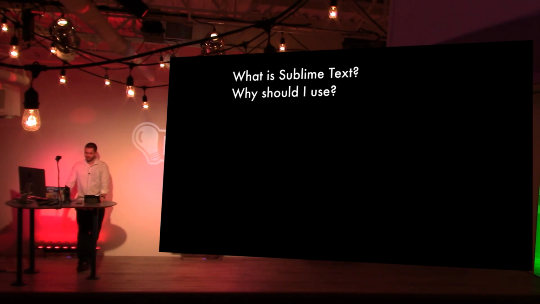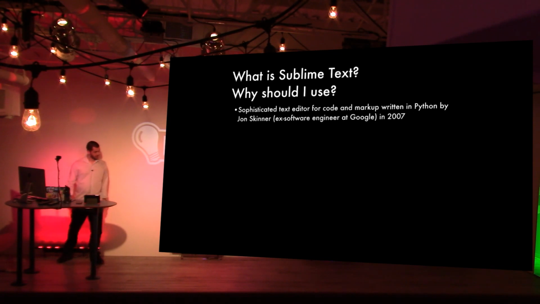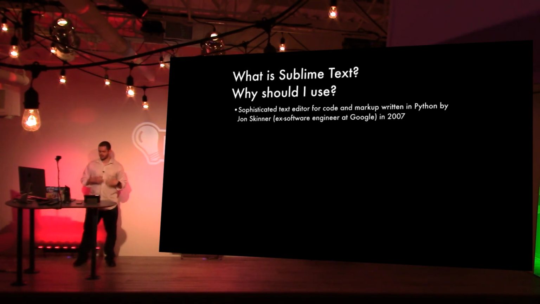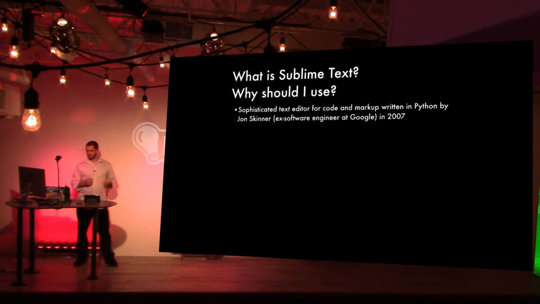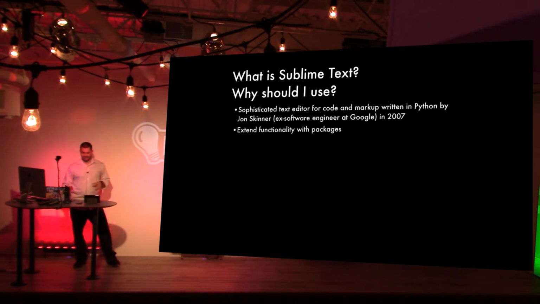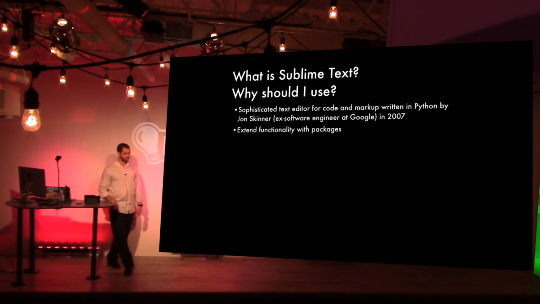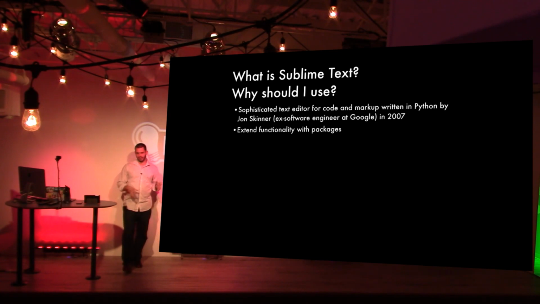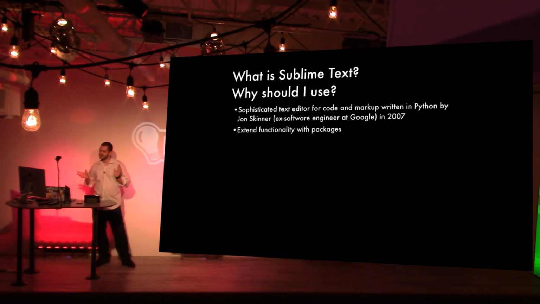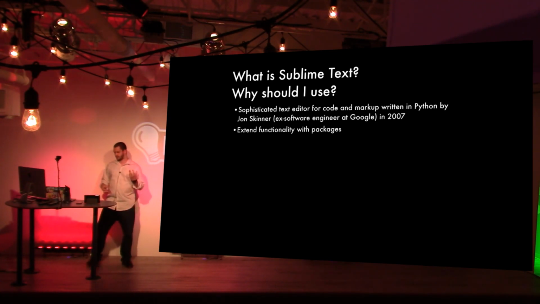Okay, so what is Sublime Text? Why should I use it? Following Wikipedia, Sublime Text is a sophisticated text editor for code and markup, written in Python by Jon Skinner in 2007. And the nice thing about Sublime is that it's a really lightweight app, and you can extend its functionality with packages and external packages.